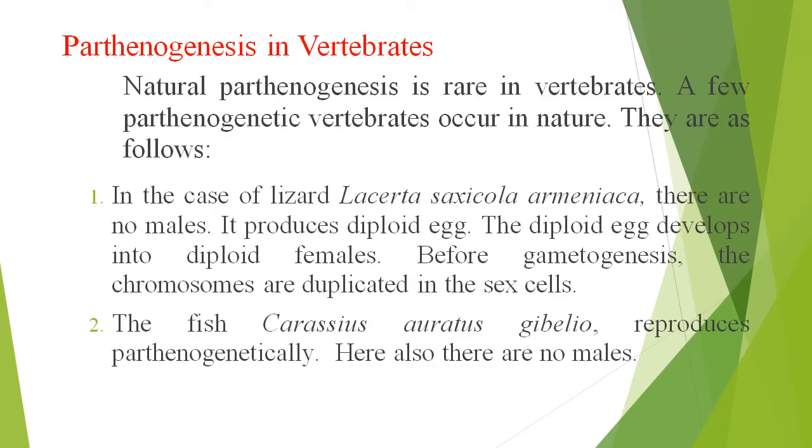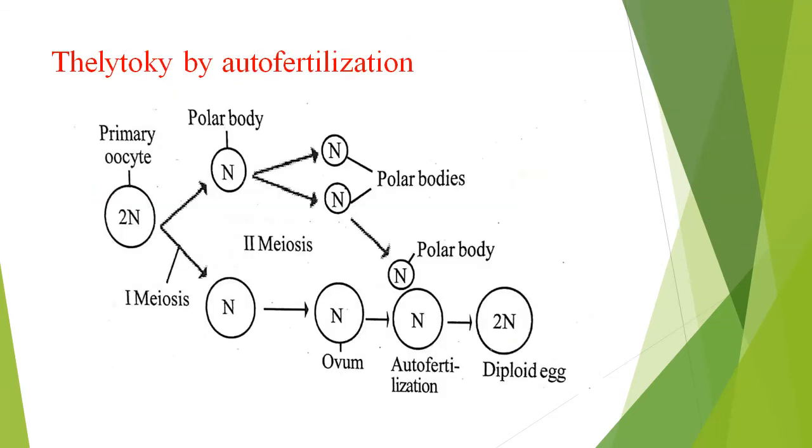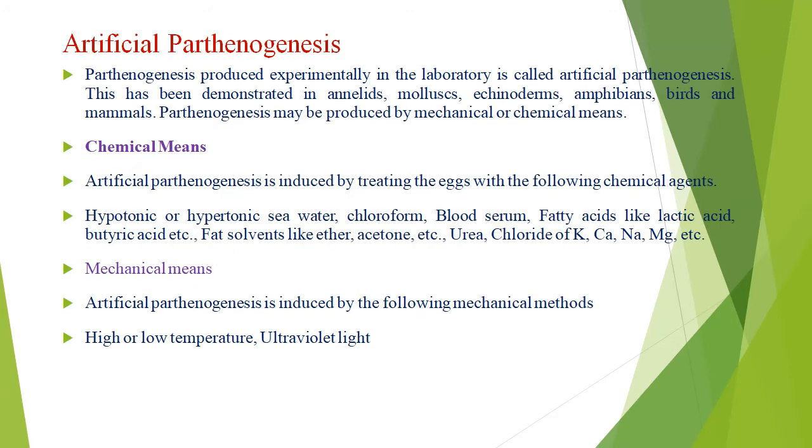When we talk about parthenogenesis in vertebrates, natural parthenogenesis is rare in vertebrates. A few parthenogenetic vertebrates occur in nature. They are as follows. In the case of the lizard Darevskia saxicola armeniaca, there are no males. It produces only diploid eggs. The diploid egg develops into diploid females. Before gametogenesis, the chromosomes are duplicated in the sex cells. One more example I have mentioned here: the fish Carassius auratus gibelio reproduces parthenogenetically. Here also there are no males. Here you can see what I mentioned in my previous slide about autofertilization.